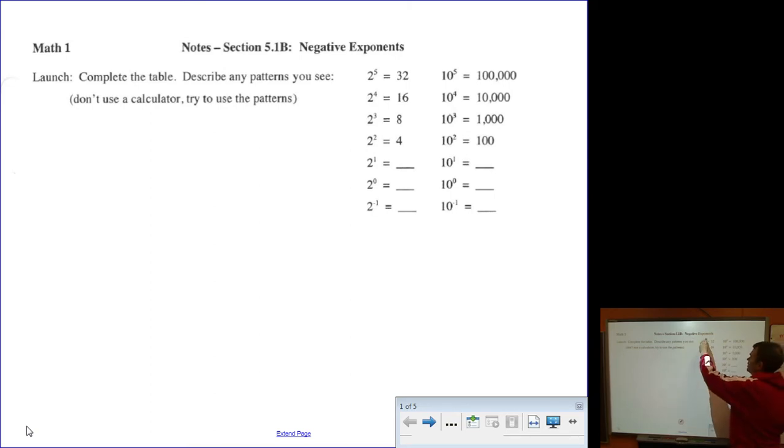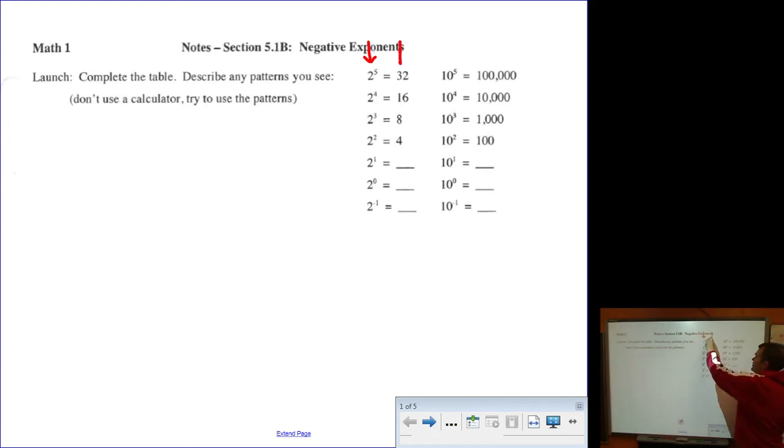Over here on this side of the column, I would like you to look at the exponents and see what the pattern is for the exponents. And clearly, I think you'll agree that the pattern is that the exponents are going down by 1 each time. All right, 2 to the 5th, 2 to the 4th, 2 to the 3rd, and so on.